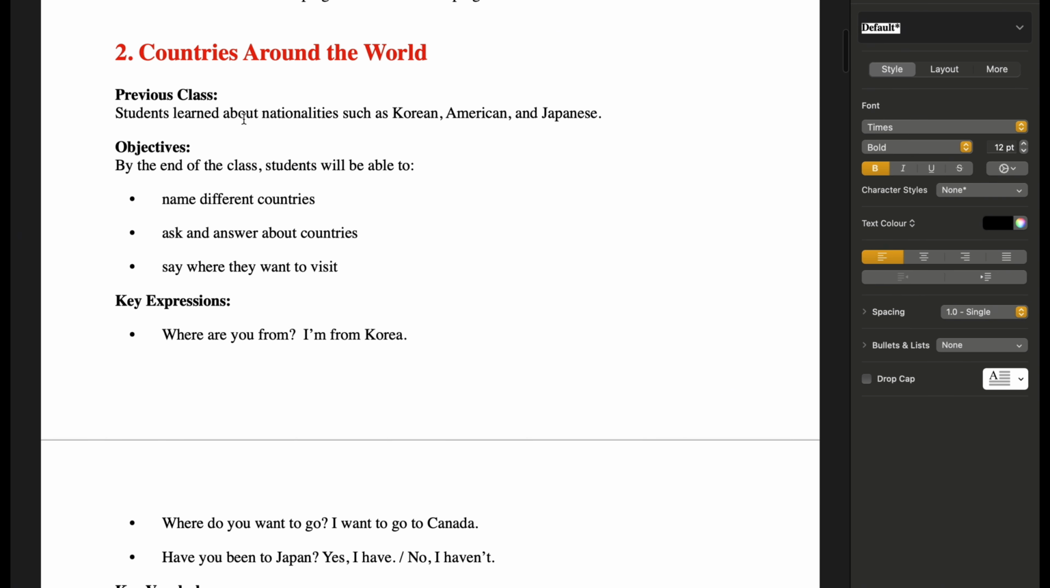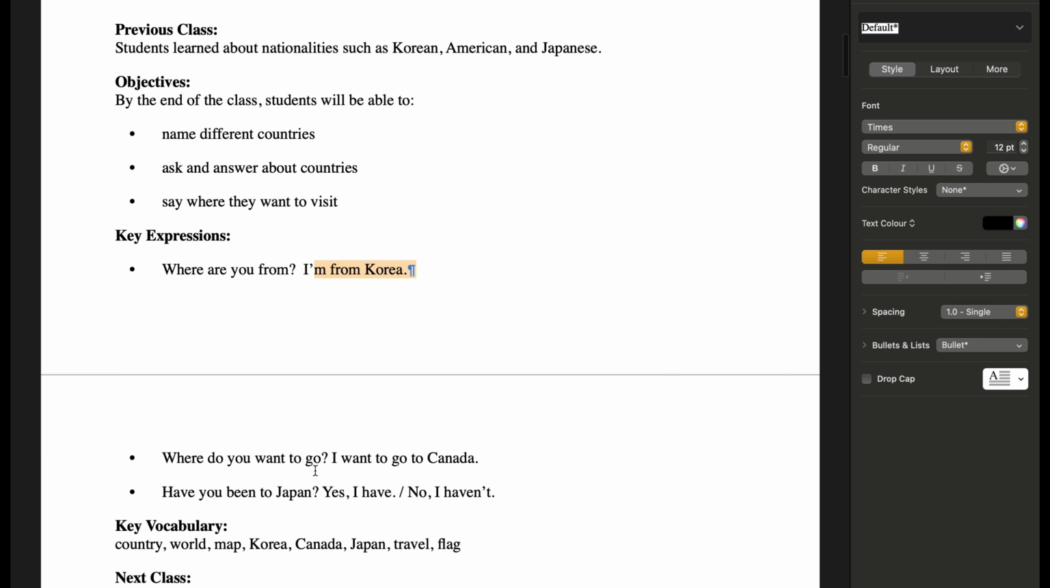Countries around the world. Students learn about nationalities such as Korean, American, and Japanese. By the end of the lesson, students will be able to name different countries, answer and ask about countries, say where they want to visit. So, where are you from? I'm from Korea. Where do you want to go? I want to go to Canada. Have you been to Japan? Yes, I have. No, I haven't. Simple. So here you can either choose 2 or you can just write all of them.